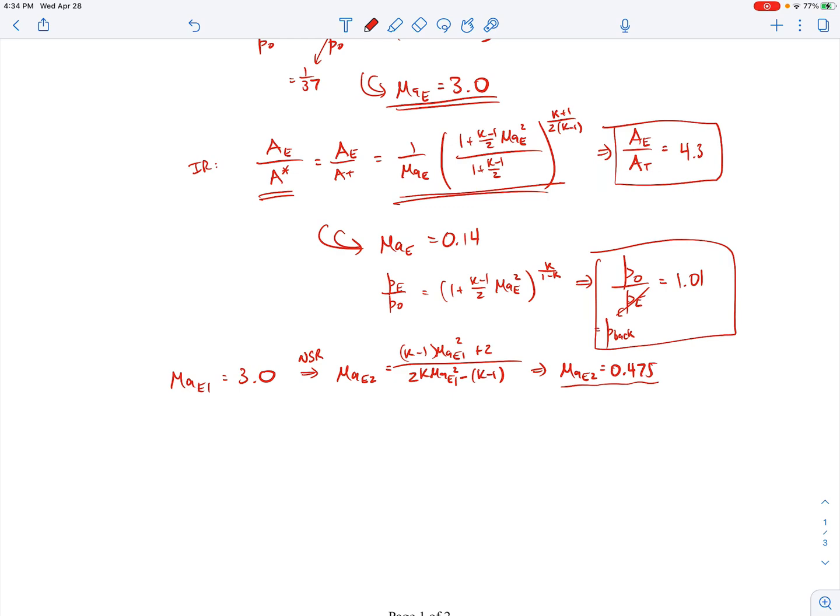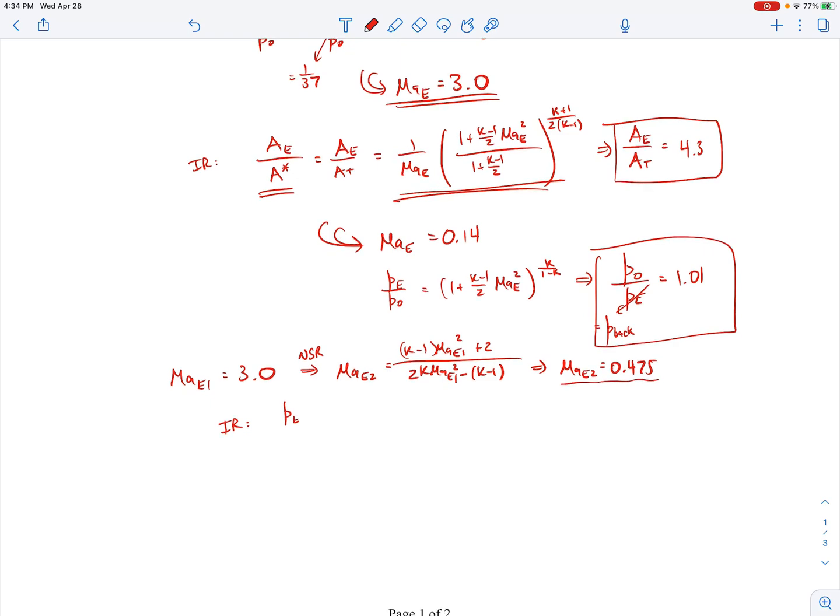Now to find the pressure ratio, what I'm going to do is first of all use the isentropic relations on the downstream side of the shock. So I'm going to do PE. Well, actually, let me go ahead and do the isentropic stagnation pressure ratio on the downstream side of the shock. Let me write it out and then I'll talk about it. So here's the isentropic relation just on the downstream side of the shock. Here's the Mach number on the downstream side. The thing that I want to point out is this ratio.